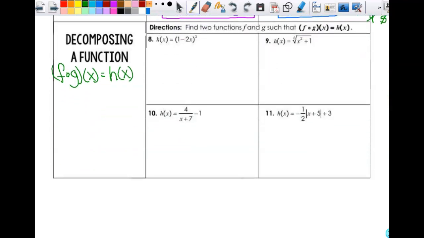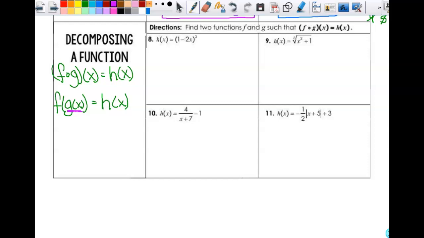And this is the same thing as f of g of x. So that equals h of x. And I want to look at it this way because you can clearly see that g of x is the one on the inside, f of x is the one on the outside, right? And again, there's more than one right answer, and we're going to look at more than one right answer on all these.